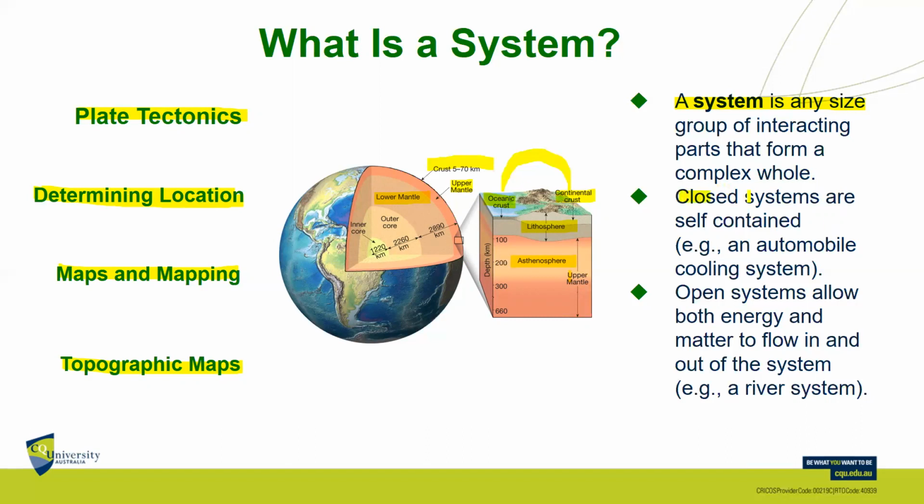Closed systems are all self-contained. For instance, we've got a motor car. The engine of a motor vehicle is a good example of it being, well, really the cooling system, but even not the cooling system, because you have to add water and you also have to add cooling fluid. But basically any system that's closed, and a good example is an automobile motor or cooling system. Open systems allow both energy and matter to flow in and out of the system. And there we can look, for instance, at the difference between man-made systems and natural systems, such as a river.